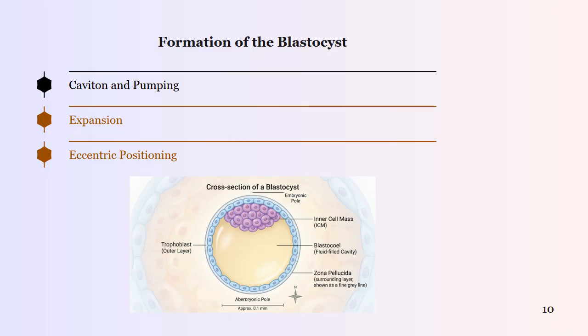10. Formation of the blastocyst. Cavitation and pumping. Outer cells use sodium pumps to move fluid into the center of the morula, creating a cavity called the blastocoel. Expansion. The accumulation of fluid creates internal pressure, causing the embryo to expand and thin the zona pellucida. Eccentric positioning. The inner cell mass is pushed to one pole of the fluid-filled sphere, defining the embryonic-abembryonic axis.